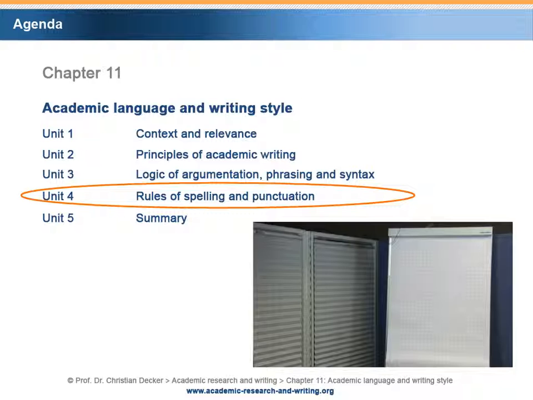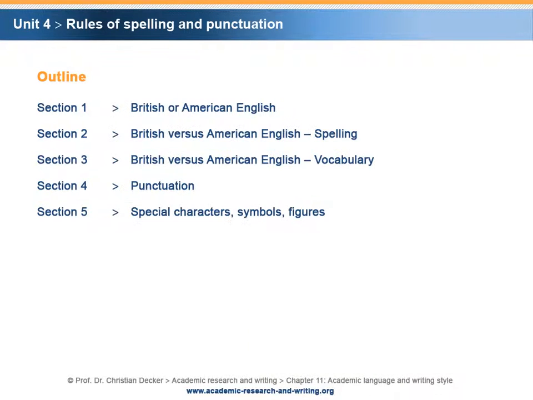Unit 4, we will have a closer look at rules of spelling and punctuation. This unit is divided into 5 sections. Section 1. British or American English.